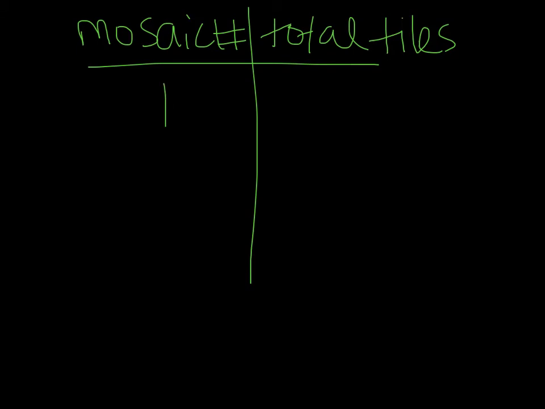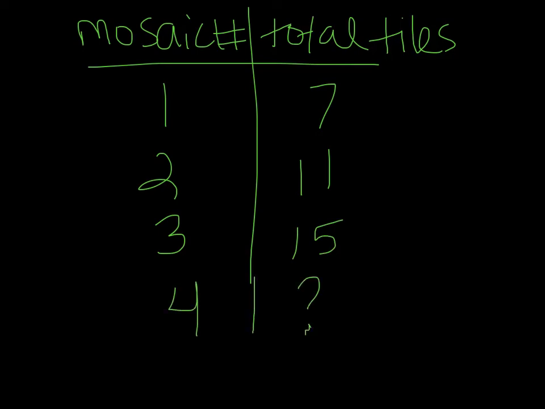In mosaic 1, you had 7 tiles. In mosaic 2, you have 11 tiles. In mosaic 3, you had 15 tiles. How many tiles did you have on this next mosaic number? Do you see a pattern here? What are you counting by? Is it the same every time? It should be.